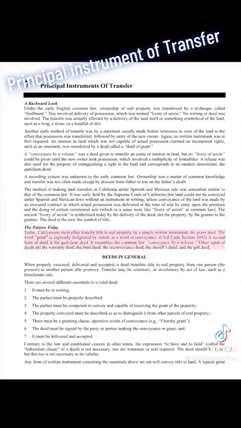The pattern today. Today, Californians most often transfer title to real property by a simple written instrument, the grant deed. The word grant is expressly designated by statute as a word of conveyance. Civil Code Section 1092. A second form of deed is the quitclaim deed. It resembles the common law conveyance by release. Other types of deeds are the warranty deed, the trust deed, the reconveyance deed, the sheriff's deed, and the gift deed.